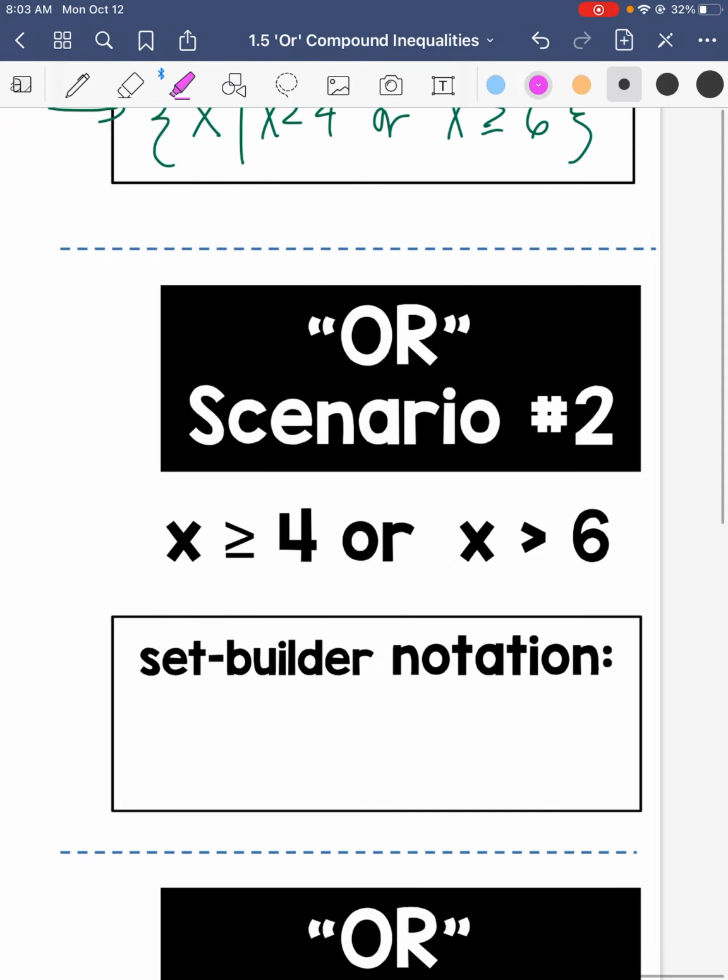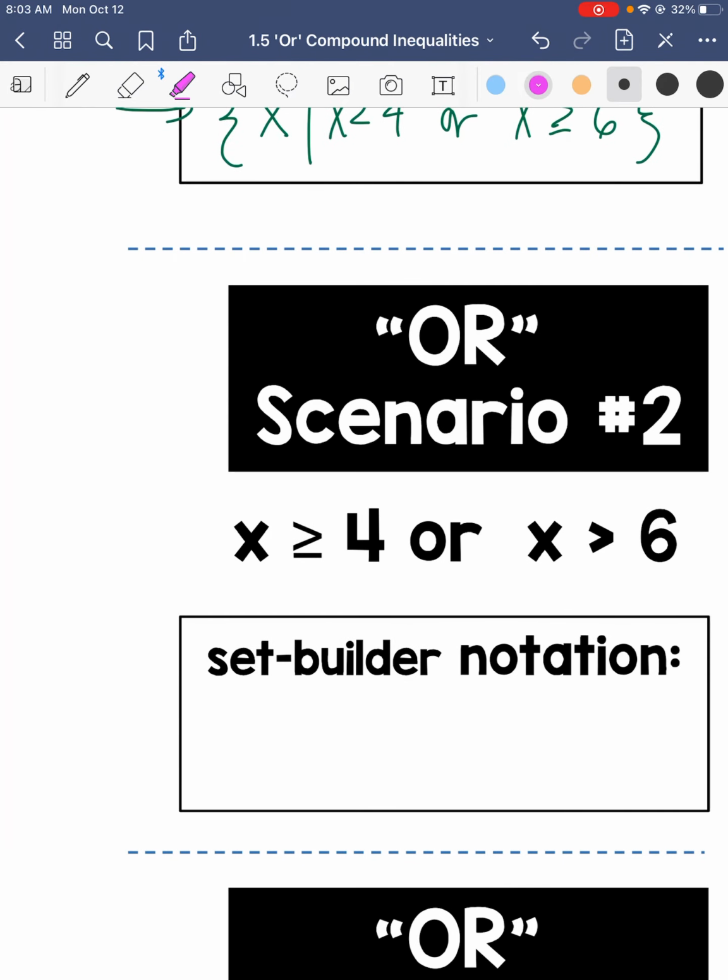Let's look at a second type of compound inequality. This is where we have x is greater than or equal to 4 or x is greater than 6. Okay, so looking at set builder notation, we have x such that x is greater than or equal to 4 or x is greater than 6.